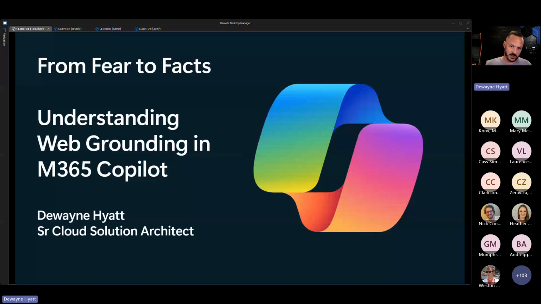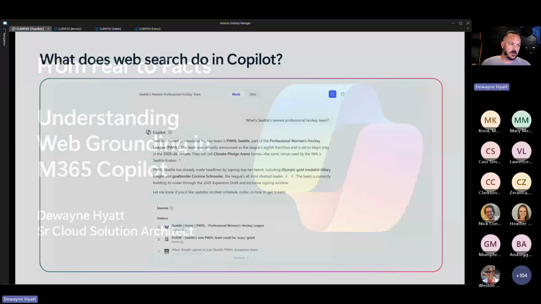So let's do it. Now, what does web grounding in Copilot do? Well, it is grounding the user's search query and using the Bing search engine to find answers. It's a search engine. Your people probably use search engines. They type in keywords. They get pages with answers. They click on those pages, and then they move on with their day.